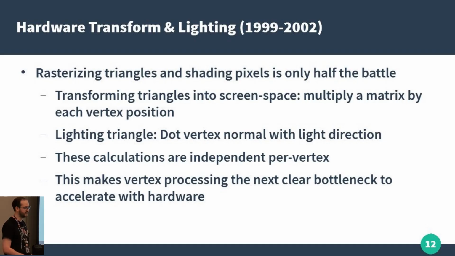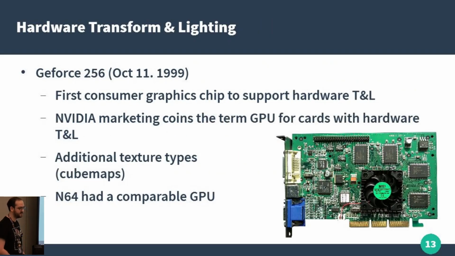And so it's something that can be very easily parallelized by the hardware. So just like pixel processing before it, vertex processing was the next clear bottleneck that the GPU should accelerate. So in 1999, NVIDIA released the GeForce 256. This is the first graphics chip to support hardware accelerated transform and lighting. It is also the time where the term GPU comes into existence. This is a term that NVIDIA marketing comes up with to describe graphics processing units.